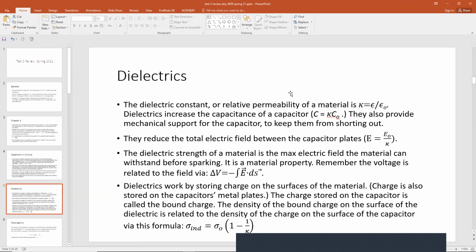Now, how dielectrics work is they store charge on the surfaces of the material. The charge is also stored for that capacitor on the capacitor's metal plates. And the charge stored on the dielectric surface is called the bound charge. The density of the bound charge on the surface of the dielectric is related to the density of the charge on the surface of the capacitor via the formula sigma induced is equal to sigma naught times 1 minus 1 over kappa, the dielectric constant.